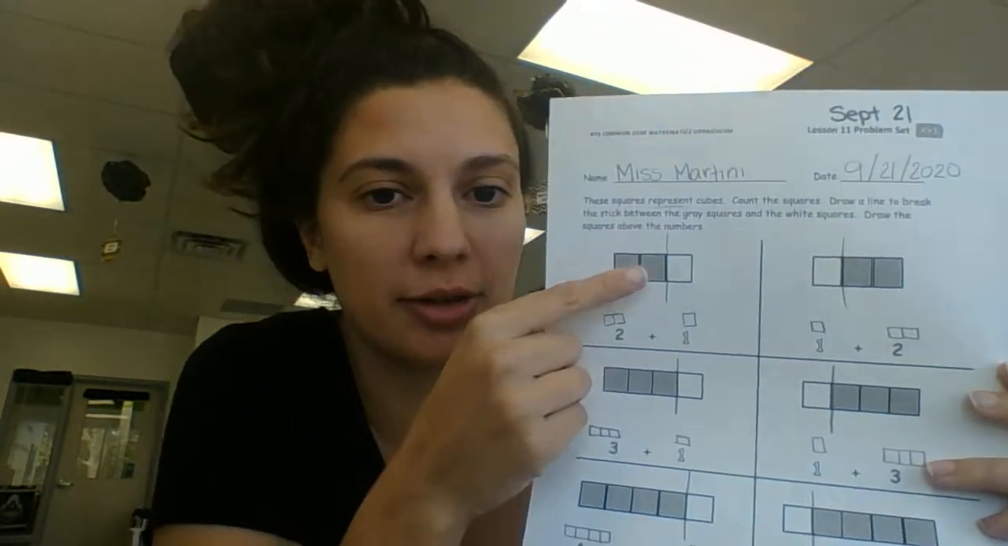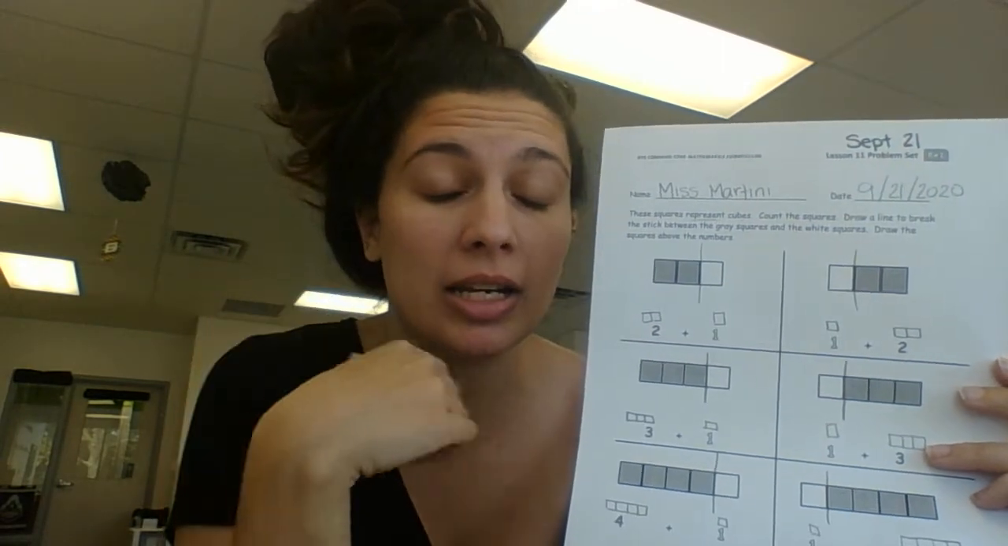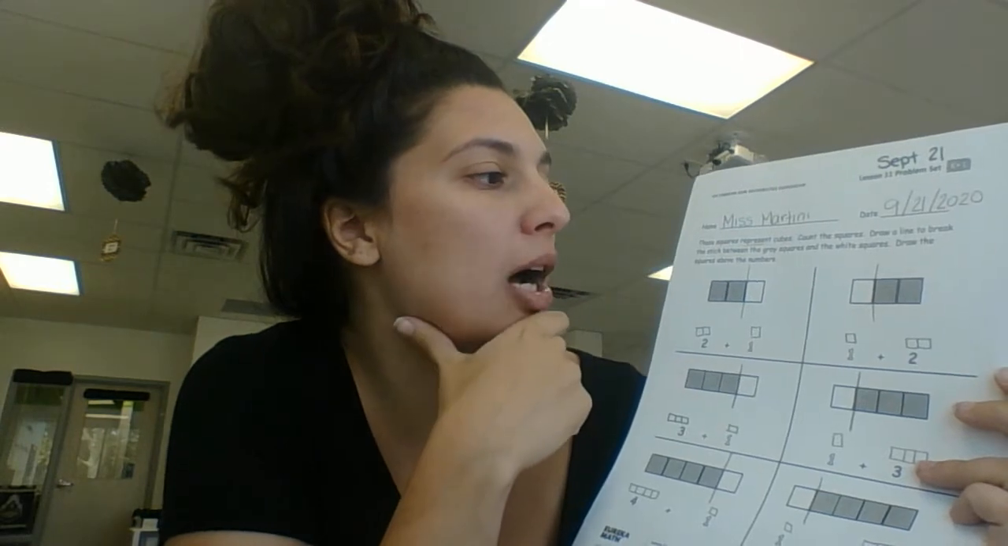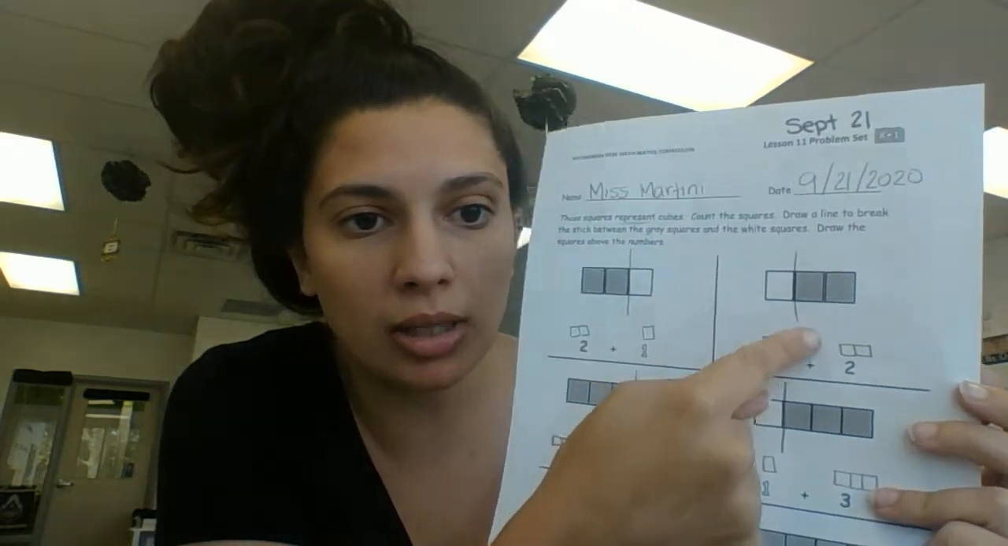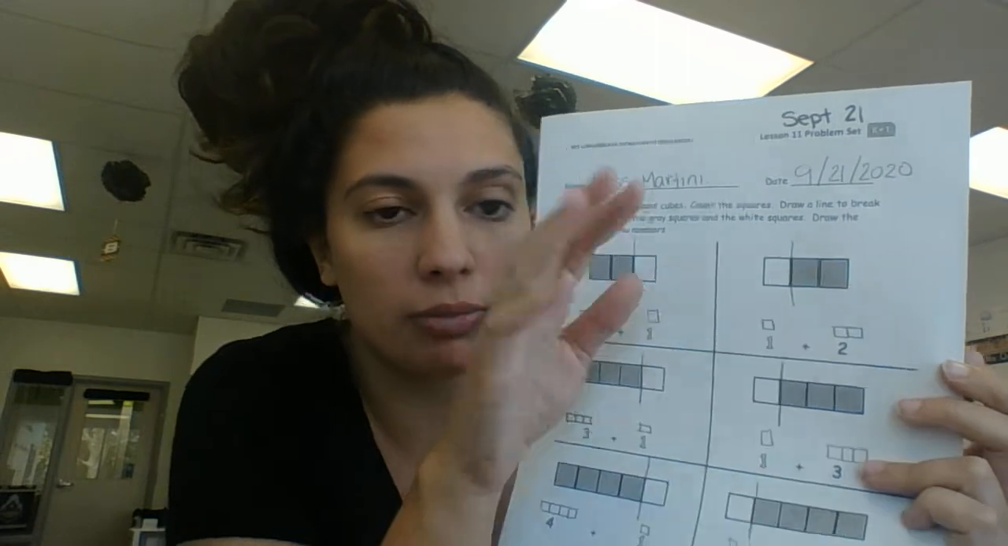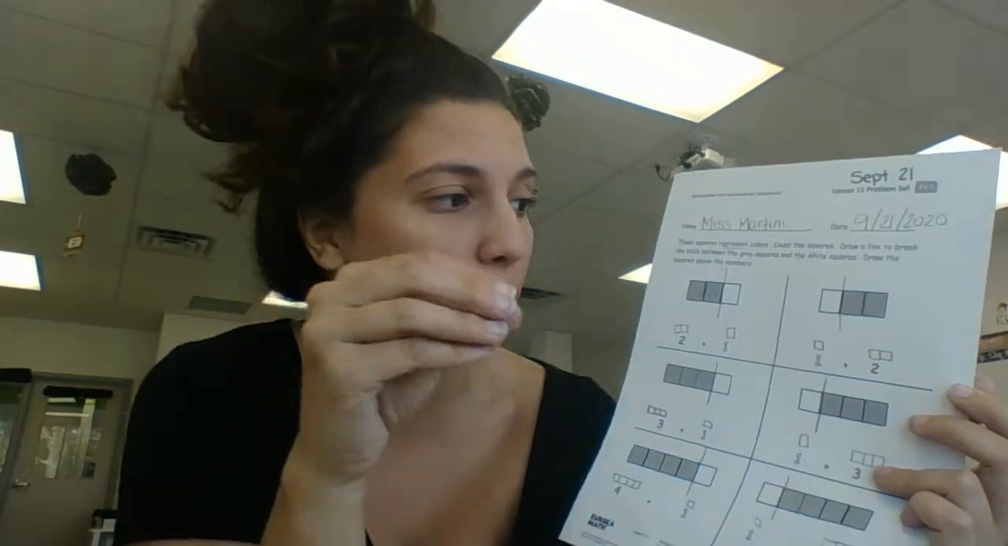So we did this one together, so if you want that answer, you can go back in yesterday's video. Now, the other ones, remember our job was to count the squares and draw a line to break the stick between the gray squares and the white squares. So we had to draw a line between the white squares and the gray squares. We wanted them to be separate, like into groups like we've been talking about. Remember, we've been talking about making groups a lot. We wanted to break things into groups.